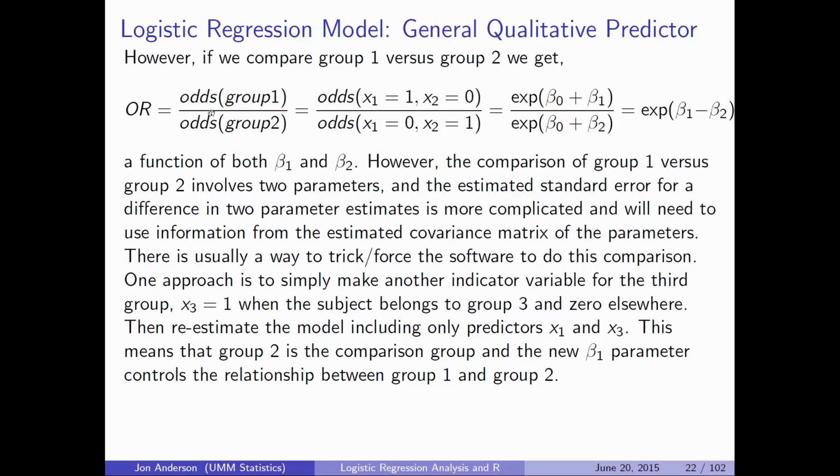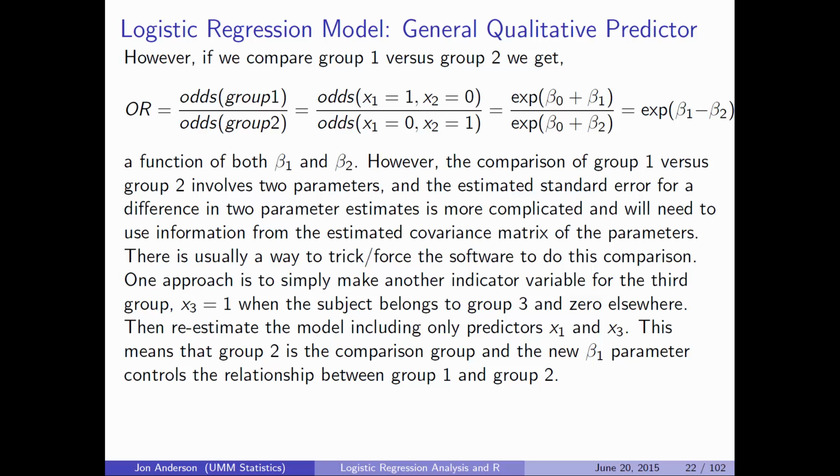You can have group 1 odds in the numerator, group 2 odds in the denominator, and you'll simplify and get e to the beta naught plus beta 1, over e to the beta naught plus beta 2, and you're left with this combination of e to the beta 1 minus beta 2, because the negative beta 2 comes from being down here in the denominator. It comes up as a reciprocal, a negative power, in the numerator. And so this is a function of both beta 1 and beta 2.